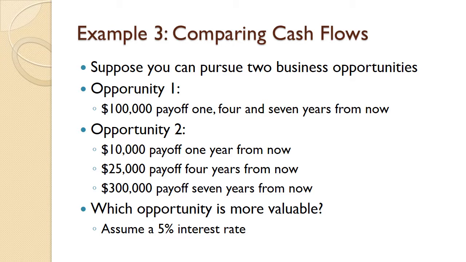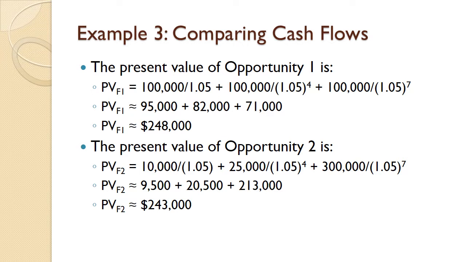It's obvious that Opportunity 2 will pay out more money over the course of 7 years. But since you wouldn't receive most of that money for 7 years, it is not obvious that Opportunity 2 has the greater present value. Let's calculate the present value of each cash flow. For Opportunity 1, the present value will be the sum of 100,000 divided by 1.05, 100,000 divided by 1.05 to the 4th power, and 100,000 divided by 1.05 to the 7th power. These work out to present values of approximately 95,000, 82,000, and 71,000, for a total of about $248,000.